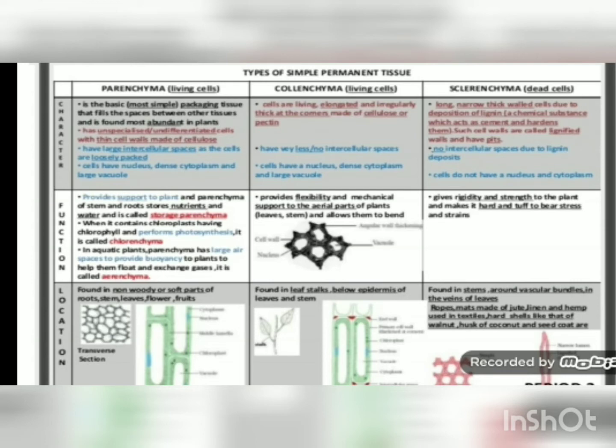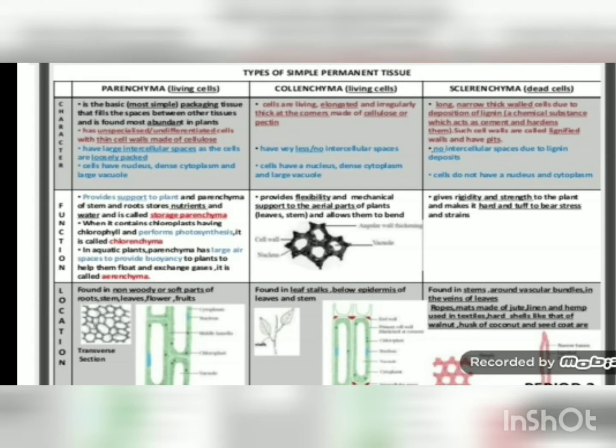Now about collenchyma. Even the collenchyma possesses living cells. The cells are elongated and irregularly thickened at the corners, and made up of cellulose or pectin. It has very little or no intercellular space, and cells have a nucleus, dense cytoplasm and large vacuoles.